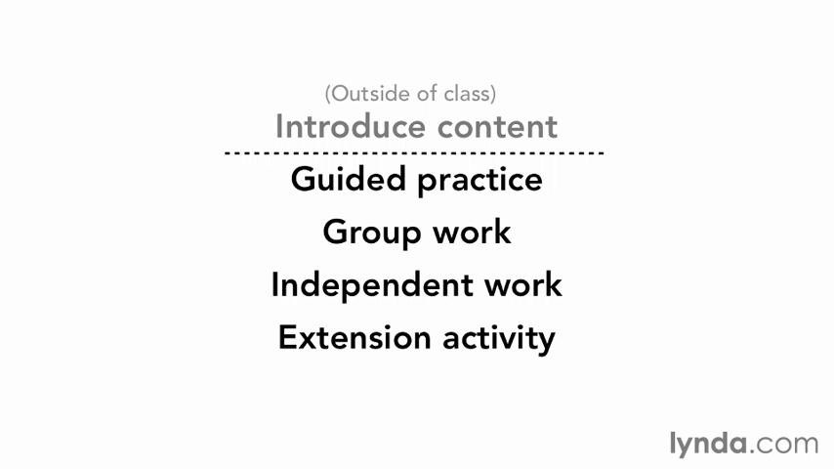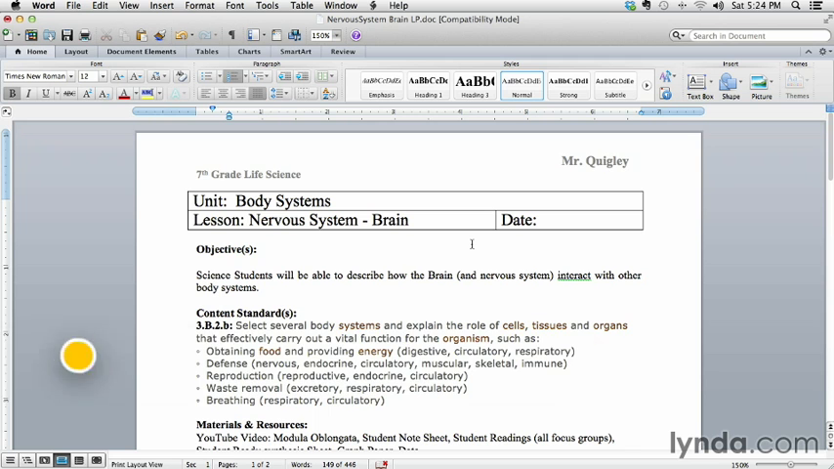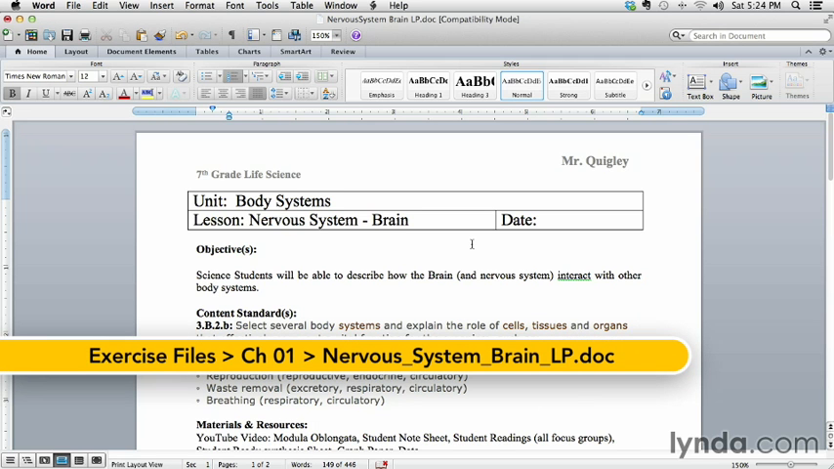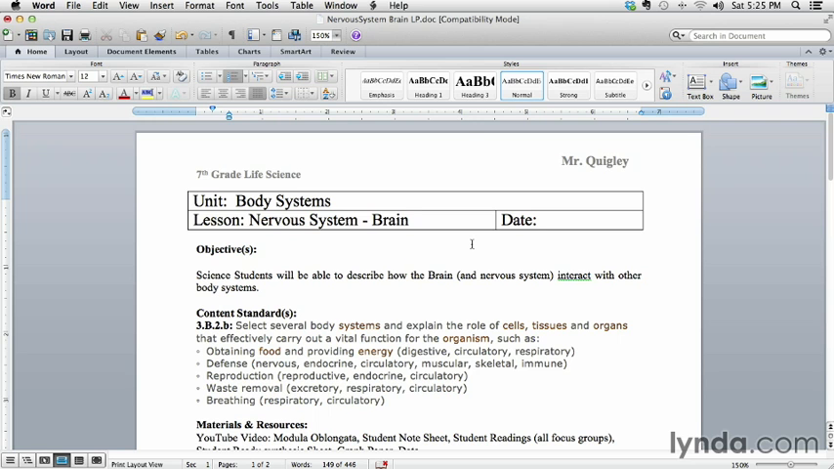I'd like to also show you how this looks on an actual lesson plan. Here in Microsoft Word, I have a lesson plan that I've used in my actual class. This lesson plan is for the nervous system and it's part of my body systems unit. The objective is fairly simple, that I want my students to be able to describe how the brain and nervous system interact with the other body systems.